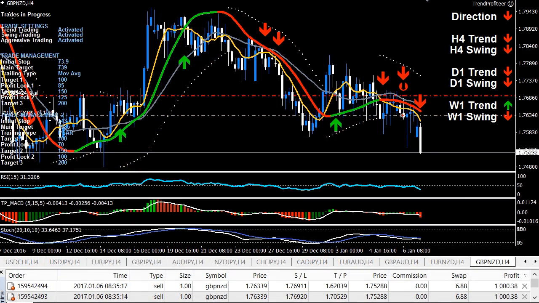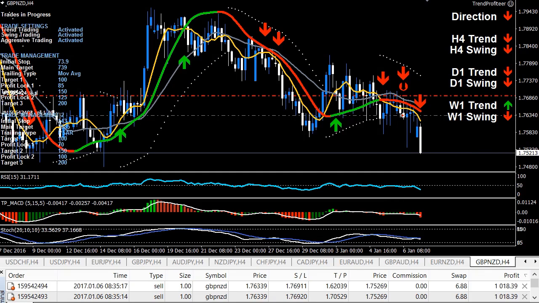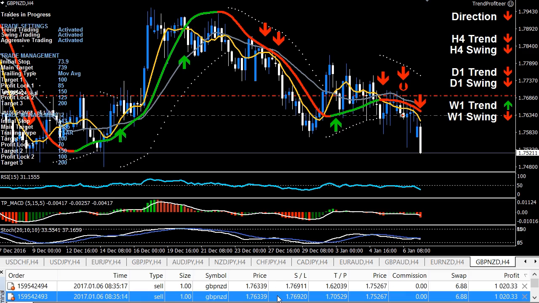Check it out. That's what I've been waiting for. 2,000 bucks in the black on one lot positions on the pound Kiwi. I'm a happy guy. What are we, 110 pips in profit? I'm going to lock in some profits here. For whatever reason, it doesn't look like my trade management has locked in those profits automatically.